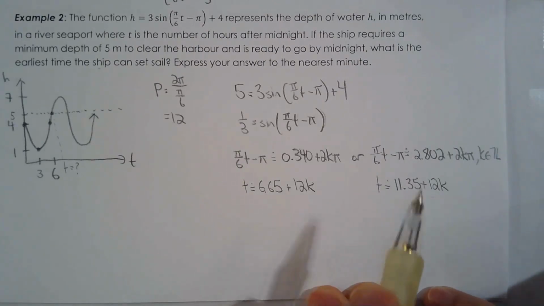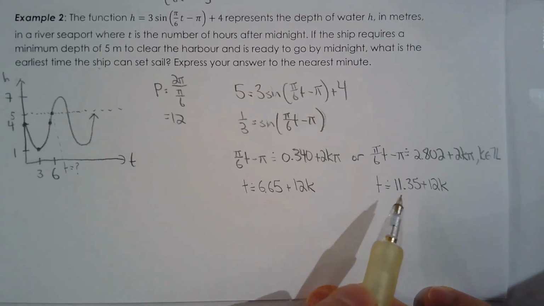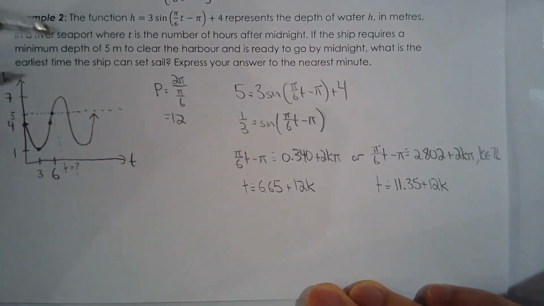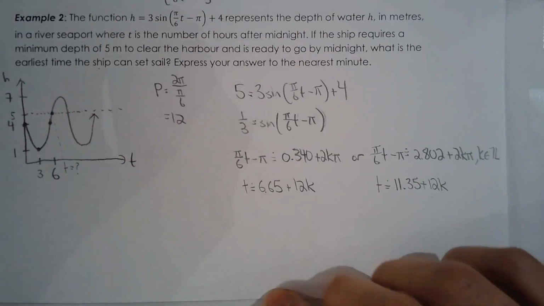And I would definitely not wait 11.35 hours, because if that's the case, I will be right at this point, and it's very dangerous. I set sail, and then I'm going to crash because the depth drops below 5 meters. So setting sail right at this moment is actually a really good idea because it gives me a lot of time where the depth is above 5 meters.